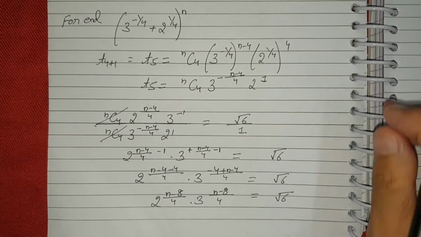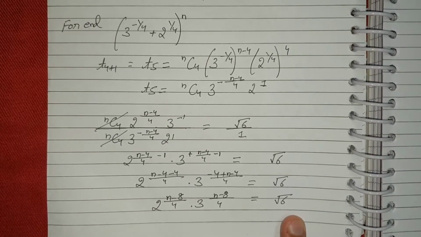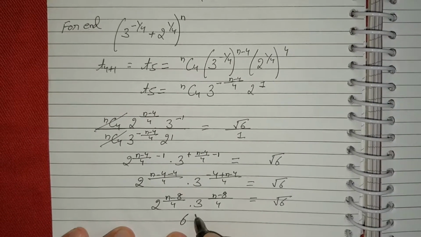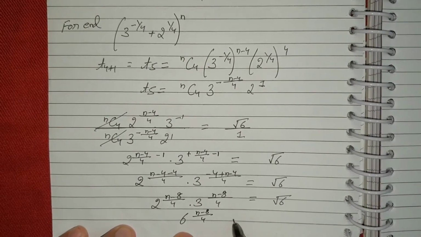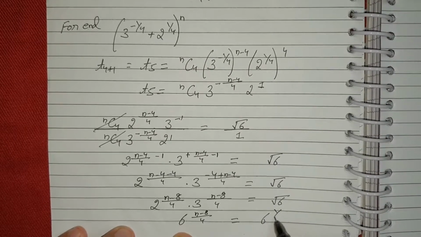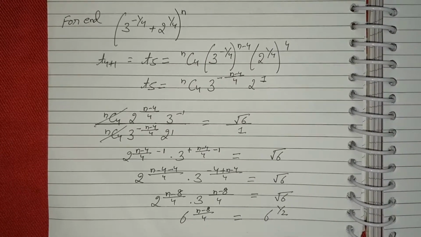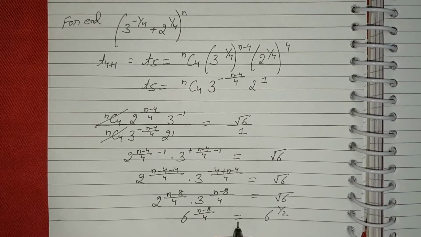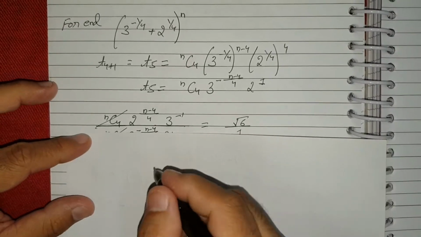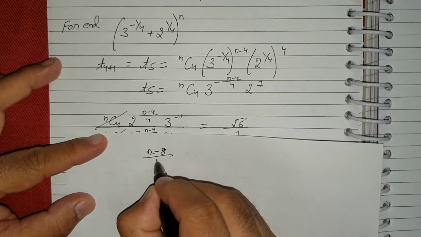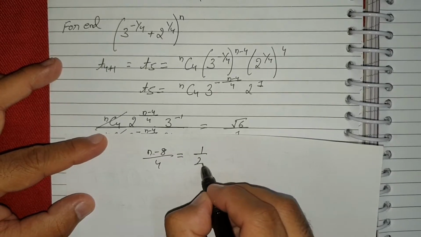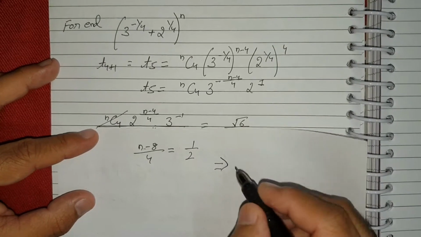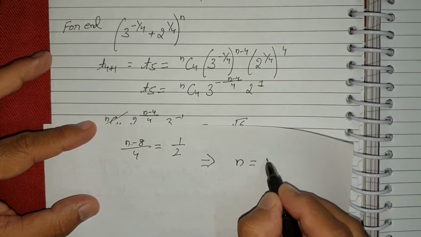Okay. Now, basically the powers are the same, so we can write 6. So, you can write just 6 to the power (n minus 8)/4 equals root 6. You can write 6 to the power 1 by 2. Now, we can compare the power: (n minus 8)/4 equals 1 by 2. So, solving this, cross multiplying, this will give you n equals 10.